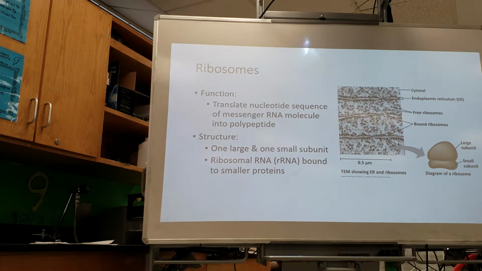So ribosomes are translators. They make proteins. They're involved in protein synthesis. They are very super tiny. They have 2 subunits, so they kind of look like a mushroom or a dude with a hat and a mustache and nothing else on his face.